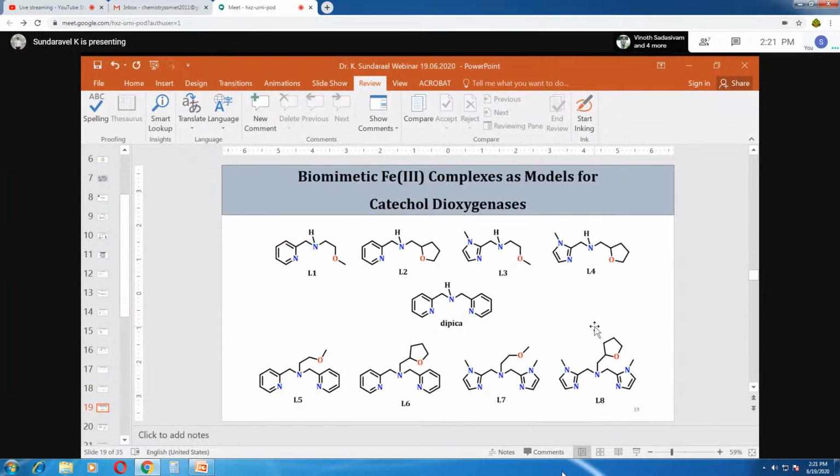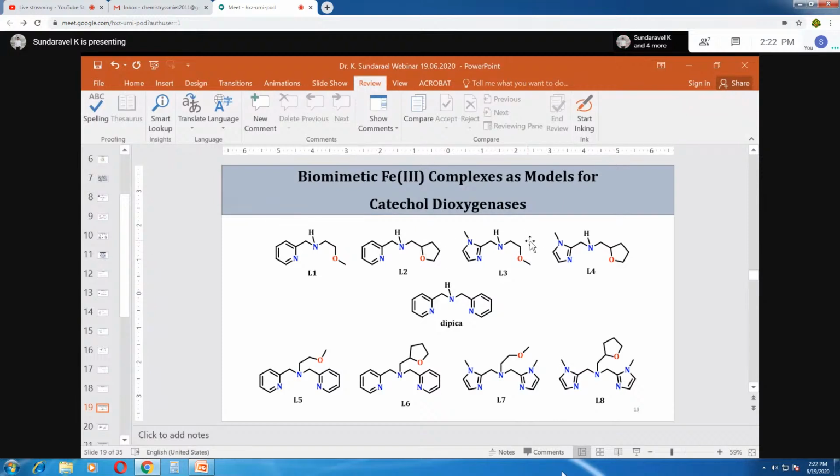In order to gain more insight, we have designed some ligands. These ligands are systematically varied. We have tuned the electronic as well as the steric properties systematically. This is the prototype of the ligand, the dipica. The dipica is a bis(pyridylmethyl)amine ligand, which is a well-known ligand. What we intended in this case: in ligand 1 and ligand 2, we have kept one pyridine constant along with the secondary amine hydrogen. What we have tailored is the other arm. Instead of a pyridine donor, we have introduced an ether donor. In the ether donor also, we have two choices: one is an open chain ether, and one is a cyclic ether.